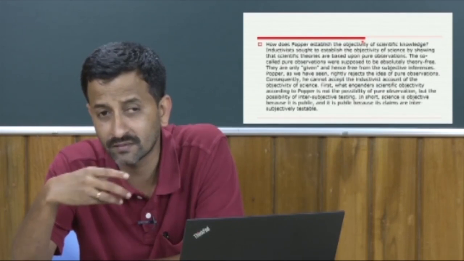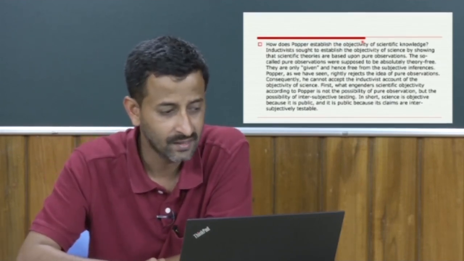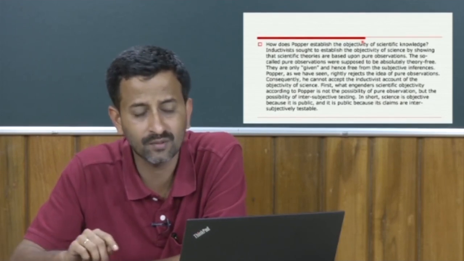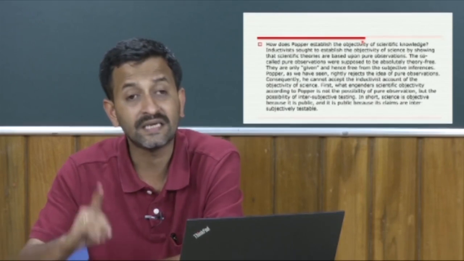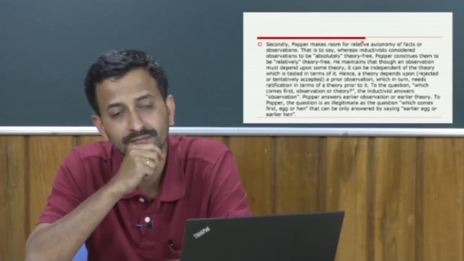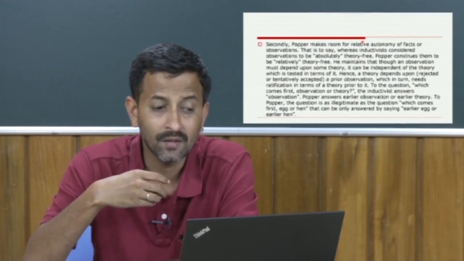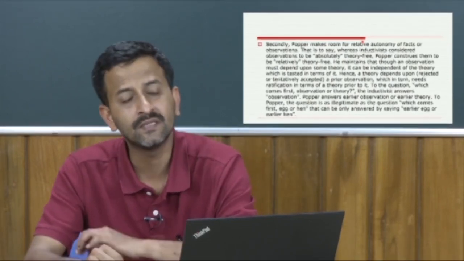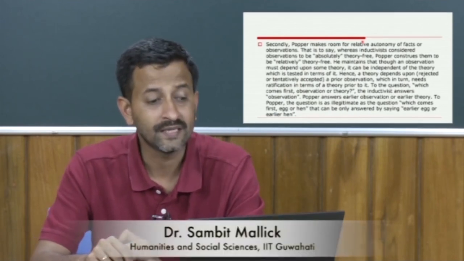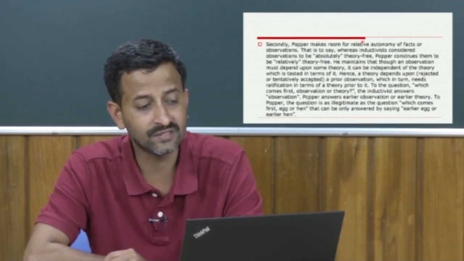Secondly, we are still with the notion of how Popper tries to establish the objectivity of scientific knowledge. First, as we said, what engenders scientific objectivity, according to Popper, is not the possibility of pure observation, but the possibility of intersubjective testing. Secondly, Popper makes room for the relative autonomy of facts or observations. Our facts, our observations, are also relative, not absolute. That is to say, whereas inductivists considered observations to be absolutely theory-free, Popper construes them to be relatively theory-free. He maintains that though an observation must depend on some theory, it can be independent of the theory which is tested in terms of it.